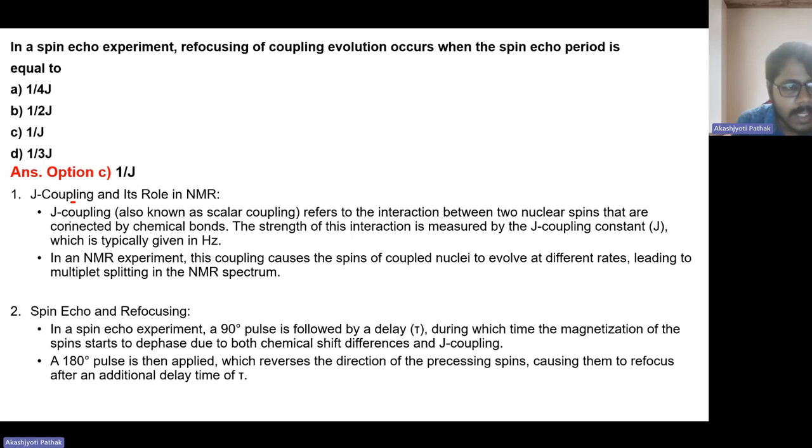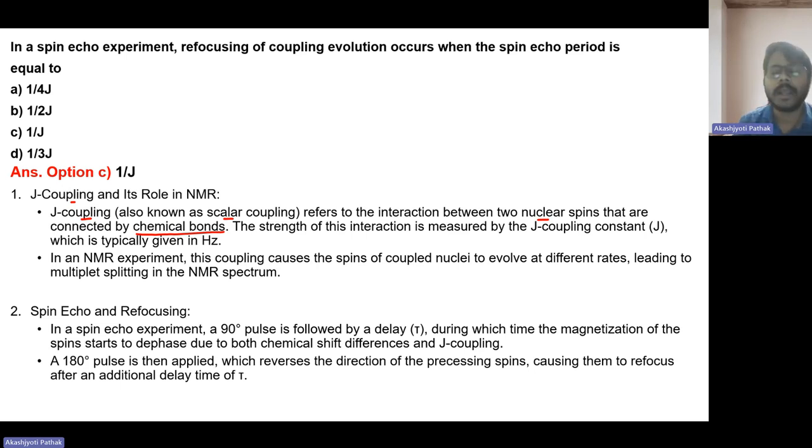So this J coupling, also known as the scalar coupling, refers to the interaction between two nuclear spins that are connected by chemical bonds. So this splitting is seen only when the two nuclei are connected to each other by chemical bonds. So you must have a very clear picture of this.